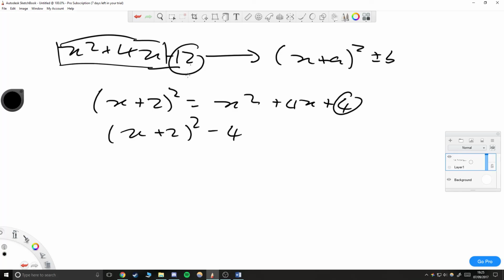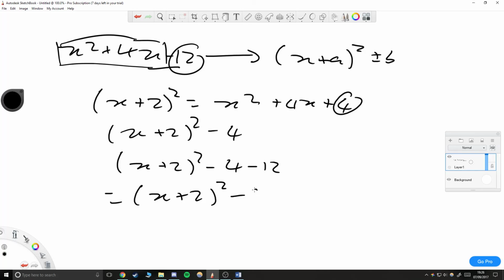Then we need to account for this minus 12 up here, so we have x plus 2 all squared minus 4 minus 12, and that leaves us with the completed square form of x plus 2 all squared minus 16. With the stationary point of this curve being minus 2, minus 16.